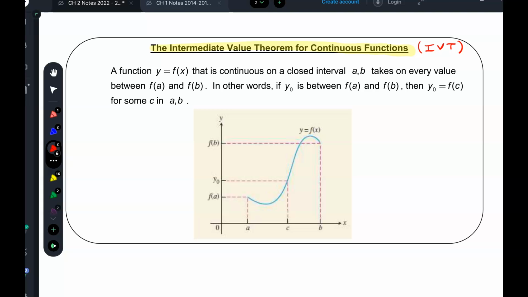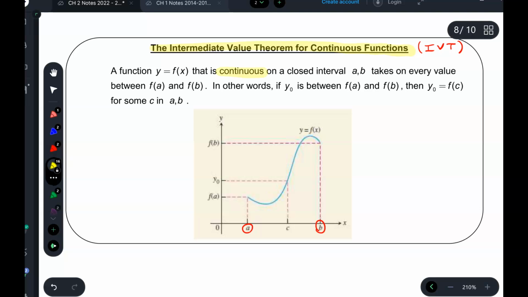It looks like a complex theorem. When you try to read it, you're like, okay, continuous on a closed interval takes on every value between f of a and f of b. In other words, if y sub 0 is between f of a and f of b, then y sub 0 equals f of c. Okay, great, whatever. Basically, here's a, here's b. You've got a closed interval. So here's the most important part: it's continuous on a closed interval.